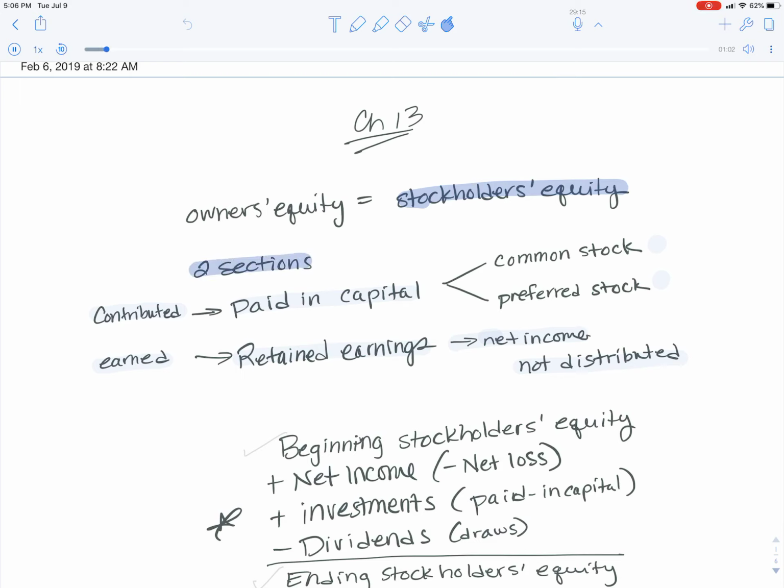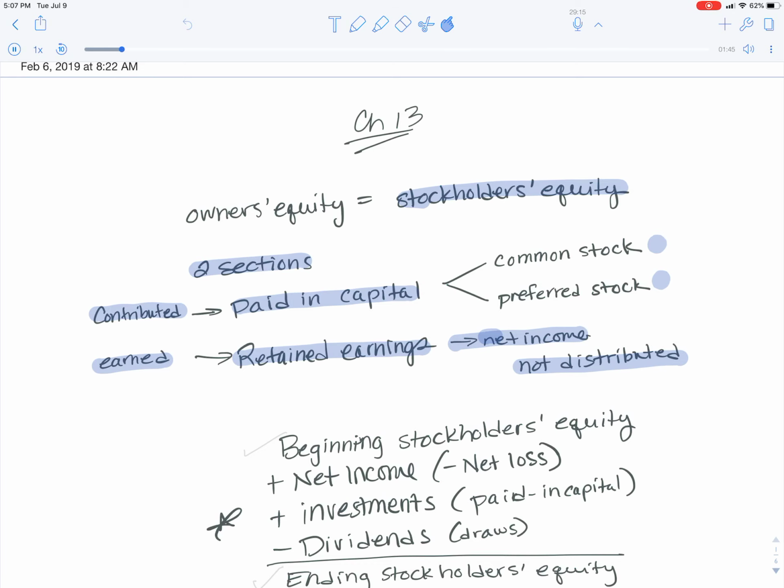There's two main sections of the stockholders equity section. The first is paid-in capital. Paid-in capital is contributed by the owners of the company, and it's going to be either common stock or preferred stock, which we'll talk about in a moment. And then earned capital is called retained earnings. So this is after we close out net income into equity. Net income is what we earned, and that goes into an account called retained earnings. Whenever we pay dividends, we pay them out of retained earnings. So what's left over is what's not been distributed.